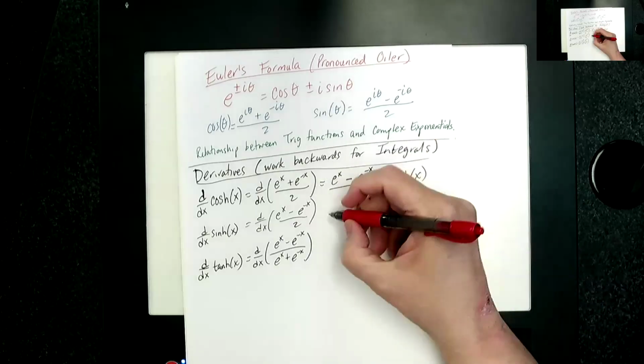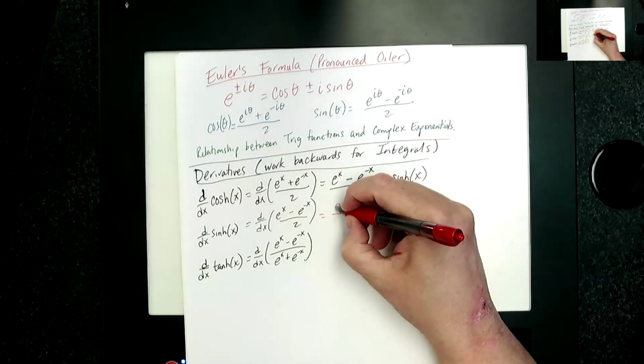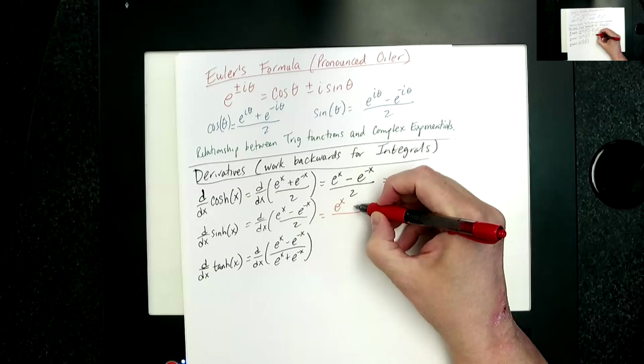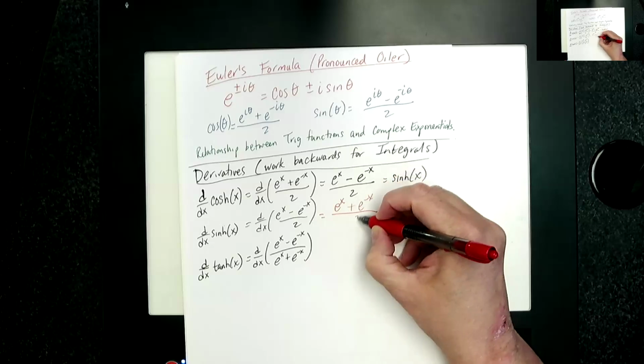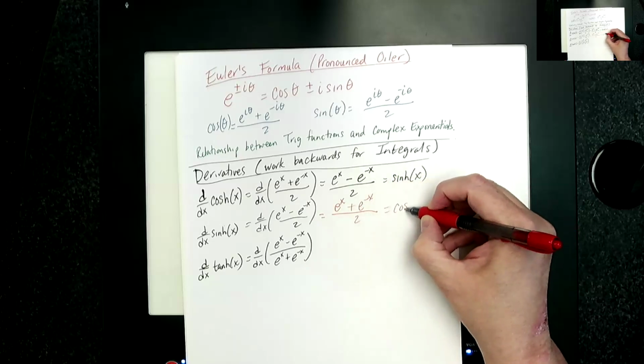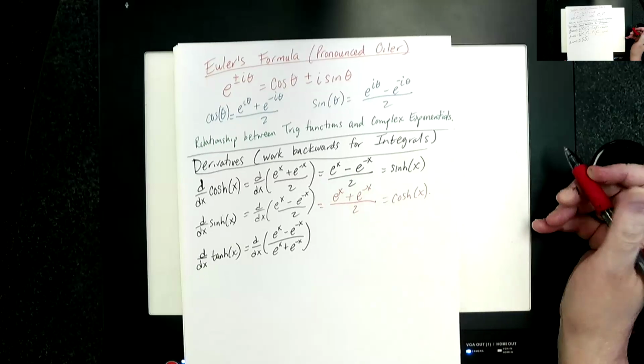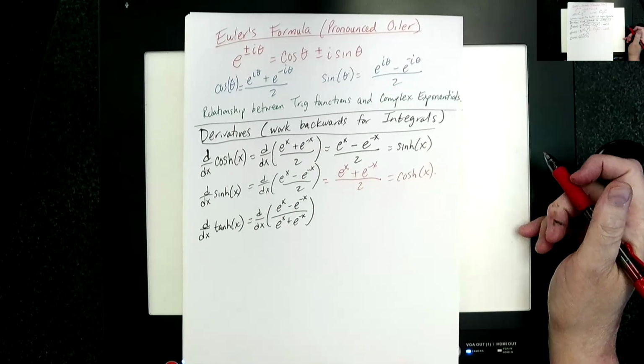So we should see that first one again stays the same. We bring the negative down on that one, becomes positive. Over 2, that's cosh. That one was easy. That was a super easy one.